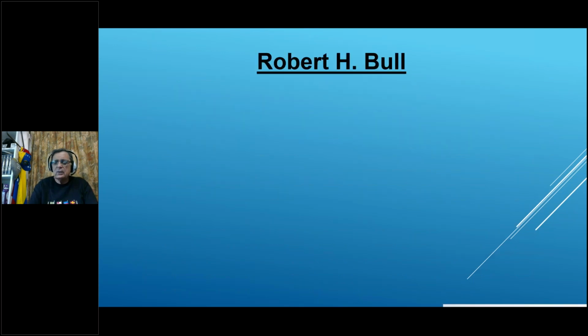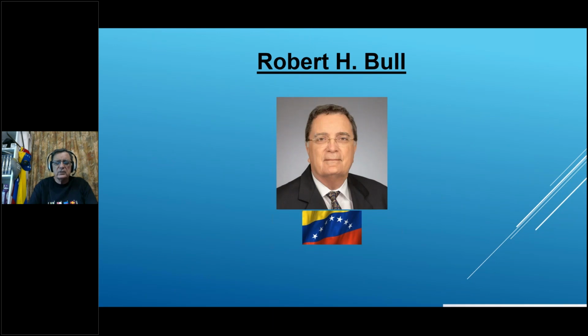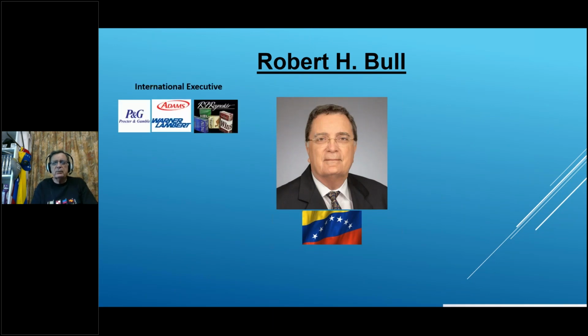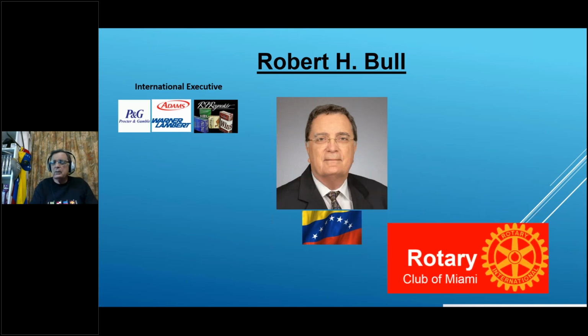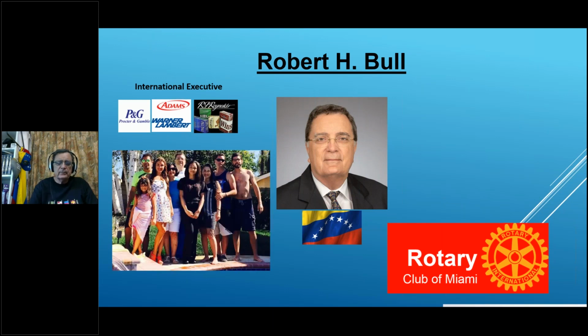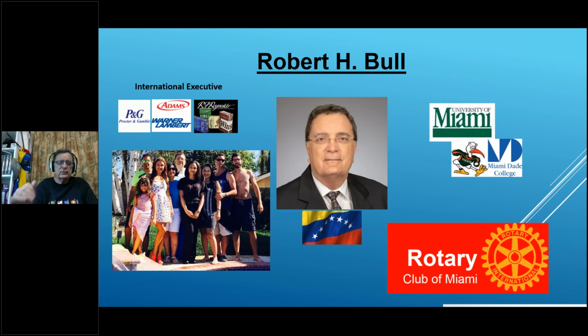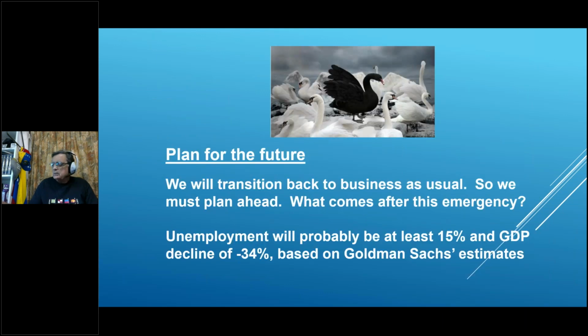Okay, so let's move forward. Okay, so as you know, I'm Robert Bull. Here I am. I'm from Venezuela, and I consider myself an international executive. Those of you who've been here before, you've already seen this, but those who haven't, welcome. I worked in Procter & Gamble. I also worked in Warner Lambert in the Adams divisions, and I worked a very long time with R.J. Reynolds Tobacco Company. Hey, the Rotary Club of Miami. Yep, I'm a Rotarian. I'm a member of the Rotary Club of Miami. And that's my team, my home team. And over here, you see University of Miami, Miami-Dade. I studied in both. I got my MBA and my BBA in University of Miami, and today I teach in both. Isn't that cool?